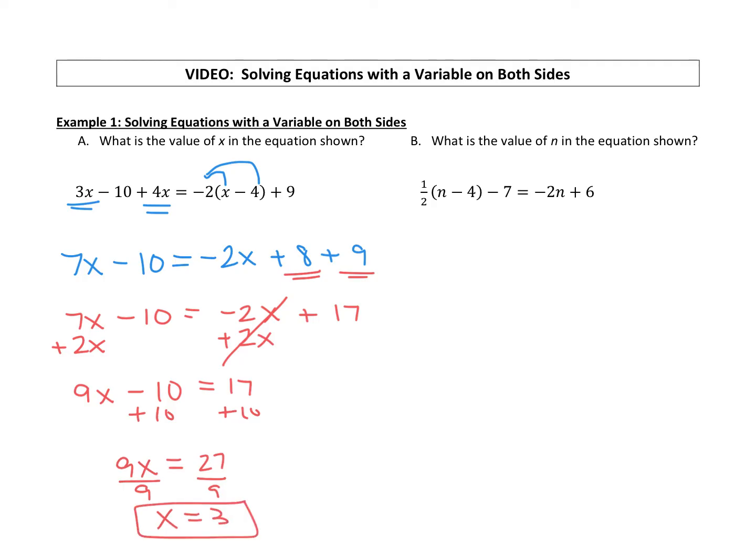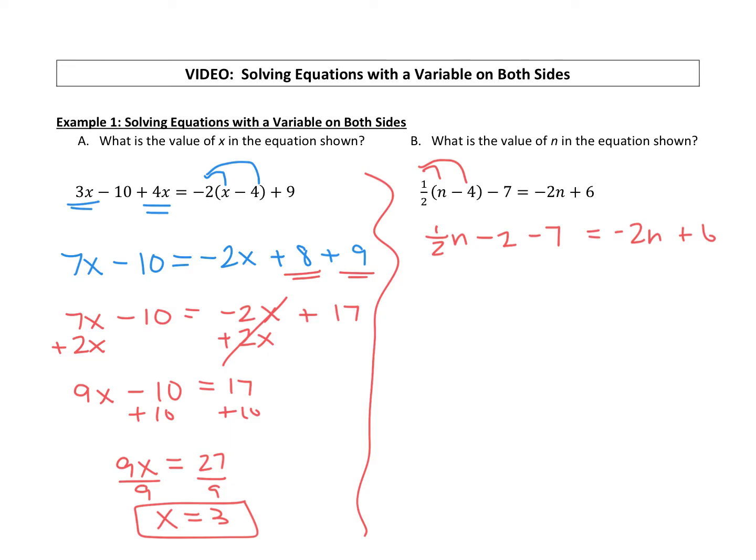Okay, next example, let's see if there's any cleaning up we can do like we did on the last one. Well, I see some distributing. So we're going to do 1/2 times n is just 1/2 n. We won't worry about the fact that it's a fraction. 1/2 times a negative 4. So positive times negative is negative. And then 1/2 times 4 is the same thing as half of 4. And half of 4 is 2. We don't distribute to that 7. We'll just carry down minus 7 equals negative 2n plus 6.